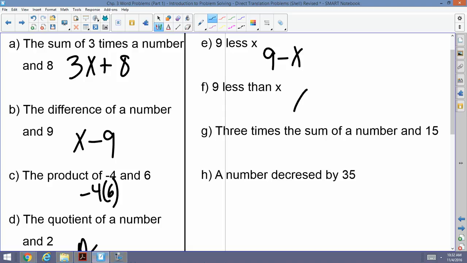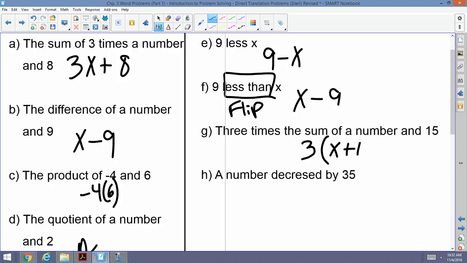Yes, because I flip. That less than means flip. Switch it around. Last term goes first, first term goes last. 3 times the sum of a number and 15. What you got there? Fantabulous, guys. This is 3 times the sum. So it's the sum. You're multiplying that 3 times the sum of a number and 15.